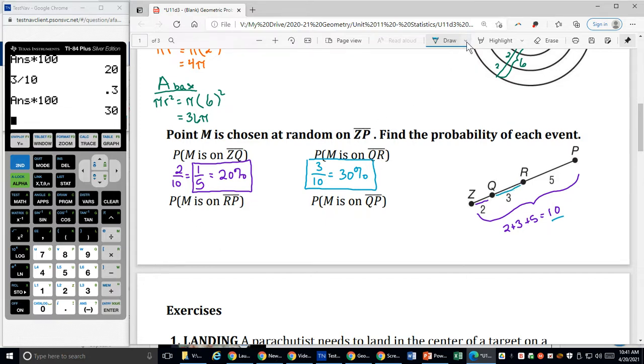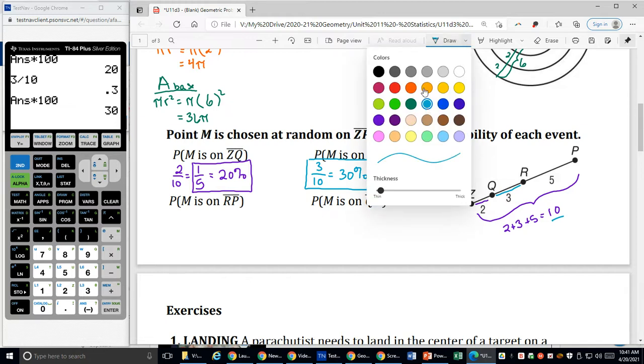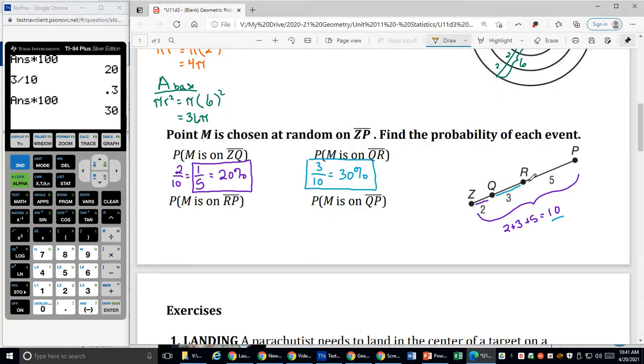M is on RP. RP is 5 out of 10. And 5 out of 10 is half, right? Because 5 goes into 5 one time and 5 goes into 10 2 times. And we already know, hopefully, that that is 50% of the time.